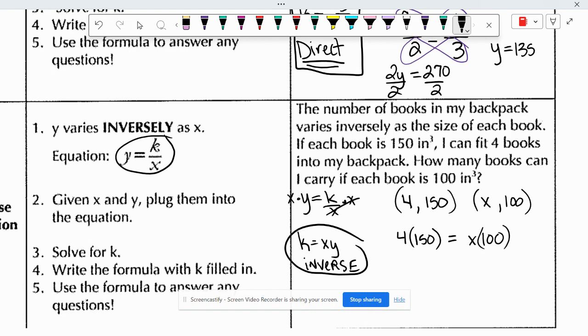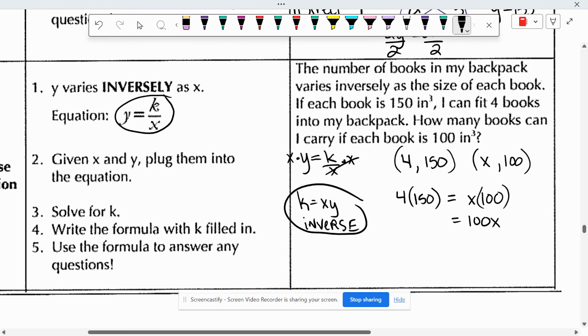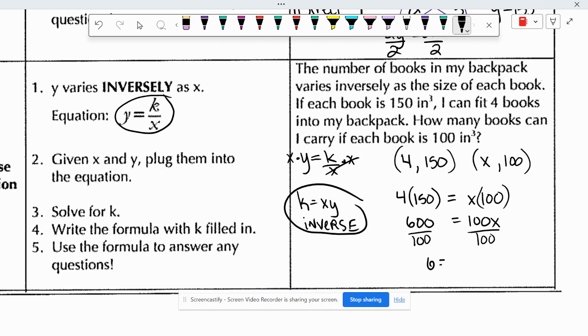Well, x times 100 is the same thing as what? 100x. And what is 4 times 150? Okay. How am I going to get x all by itself? How do I figure out how many books I can fit? Yeah, divide both sides by 100. So how many books can I fit when the books are only 100 cubic inches? X equals 6. 6 books.